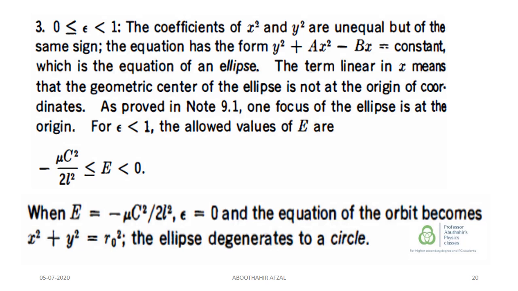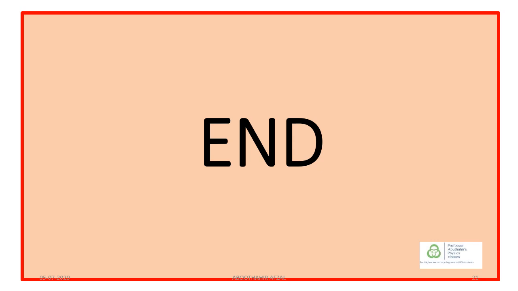Suppose the energy is equal to minus mu c square by 2L square, then epsilon becomes 0, and the equation of the orbit becomes a circle because the coefficients of x square and y square are equal, and that refers to a circle; it degenerates to a circle. So that means whenever the energy of the planet or the satellite goes to the limit of the minimum possible value, which is minus mu c square by 2L square, then in that condition the planet or the satellite revolves in a circular orbit, which is a degenerate case. This comes to the end of our video.